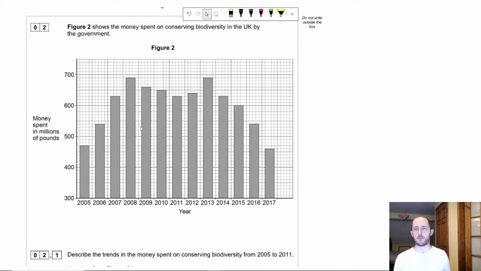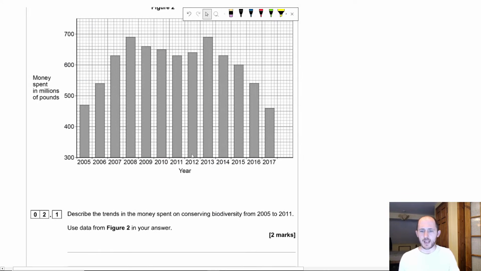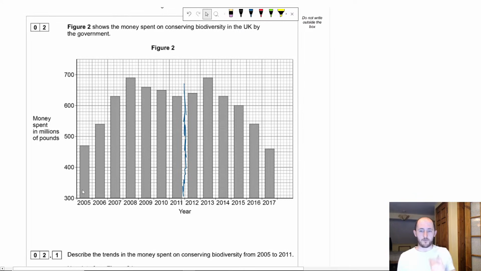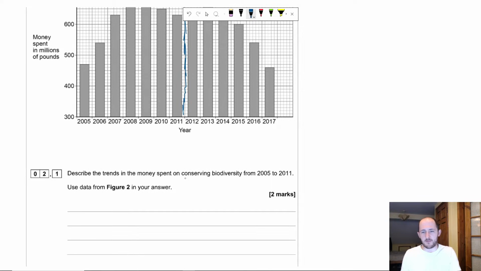Next question is all about biodiversity. And it says, describe the trends in the money spent on conserving biodiversity from 2005 to 2011. So what I might do in the exam is use my pencil and just draw a little line here to show that I'm only reading up to that point, and then describe the trends. So as you can see, and literally as you read it to yourself, that's basically what you write. So it increases up to 2008 and then it starts to decrease, which is the exact answer that you can give. So maybe you might make it a bit more fancy.